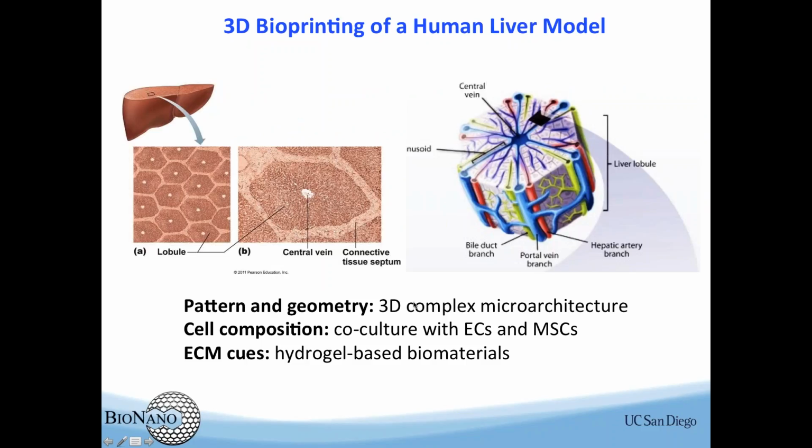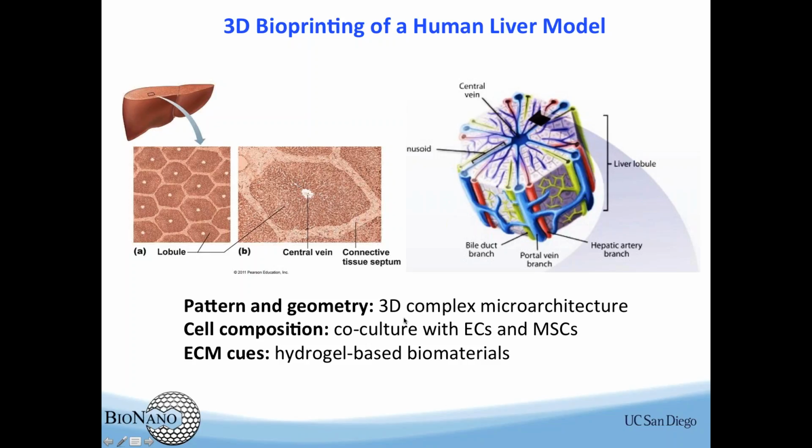Okay, to show some really useful model, I would like to use this very recent work we did as an example here. We 3D bioprinted a human liver model. If you look at the liver in terms of microarchitecture, they have this hexagon pattern for these hepatic cells, the liver lobule. And then you have the central vein. You have also this connective tissue septum here. So that's the basic architecture. It will be great if you can create such kind of biomimetic architectures.